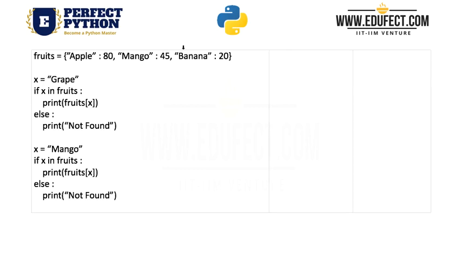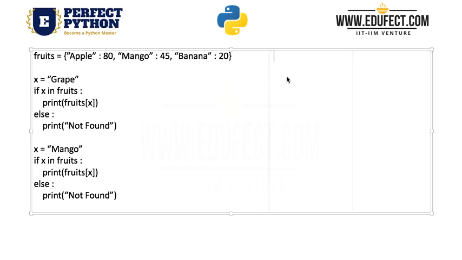So here we have the same dictionary that we had in the previous case. And what are we saying? We are saying x is equal to grape. So x has been given the value grape. Now what are we saying? If x in fruits, so we are using an operator in, which is similar to what we had seen in sets. So in will check whether in the keys there is a key which has the value x. So the key here is grape. Now does grape exist in the keys of fruits? No. So this condition will be false and hence it will go to else, and what will it print? Not found.